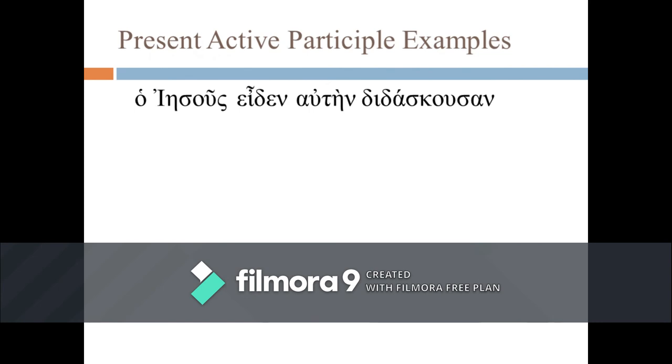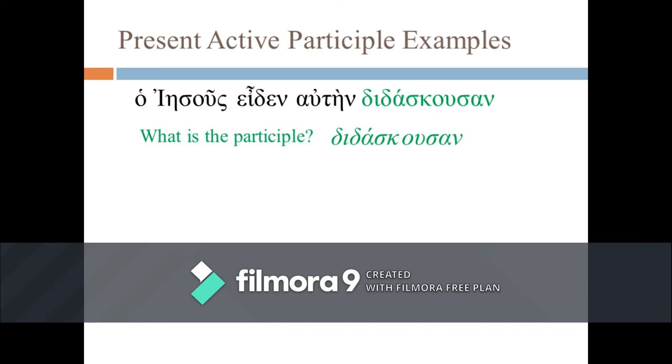Hayesus eiden autan didaskousan. Now this is kind of different. So let's look for the participle. And what we have is didaskousan. But when we look at this participle, we realize this is not a nominative participle. Not with that nu at the end.